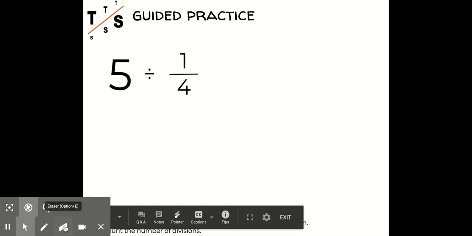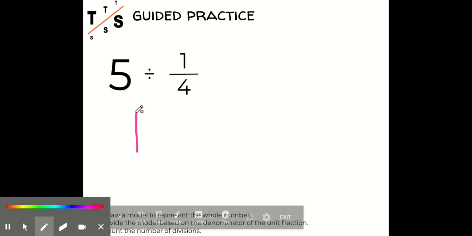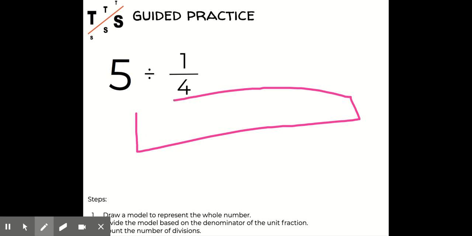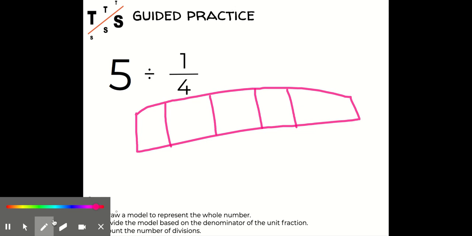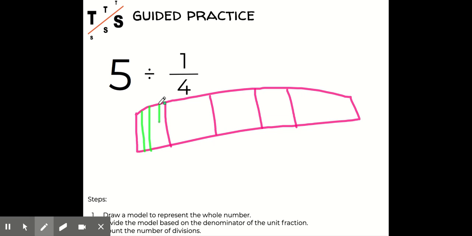Okay, let's try this one now. I have my rectangle that I'm going to try to divide here into 5 pieces to show 5 different wholes. So I have 1, 2, 3, 4, 5. Now I'm going to change this color, use my denominator, which is 4, and divide each of these into 4 pieces.